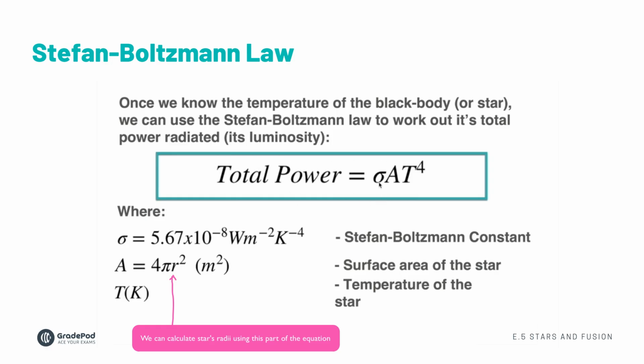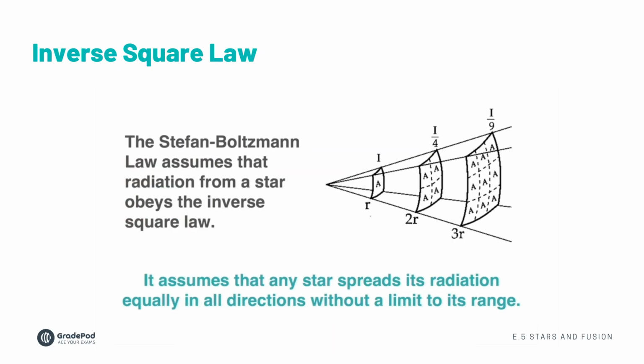This is a constant. It's known as the Stefan-Boltzmann constant. It's in your data booklet. This is the surface area of the star, or the Earth, or anything that's radiating energy. And this is the temperature to the power 4. I'm going to highlight again, this formula here is for a perfect black body. So it's something that re-emits all the energy it absorbs. And it also assumes that the radiation from this star, or the Earth, or anything that's radiating the energy, obeys the inverse square law. That means that it radiates out energy in all directions equally, and it continues to infinity.